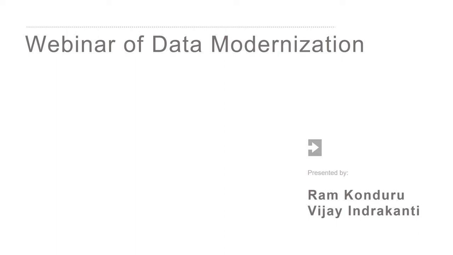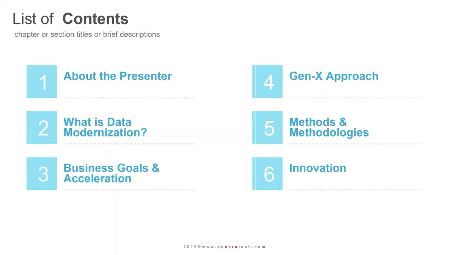So I'll just walk through today's agenda. We'll talk about a little bit of introduction about me and Vijay. Also, we'll talk about what is data modernization. Everybody's talking about it. We will talk about what and why this is required and why it is becoming a part of digital transformation for businesses. We'll also talk about the business goals and acceleration, then the Gen X approach, methods and methodologies, and also innovation.